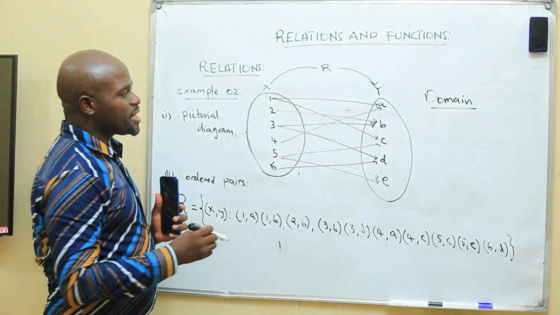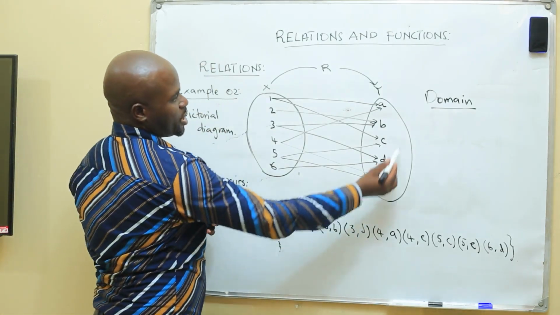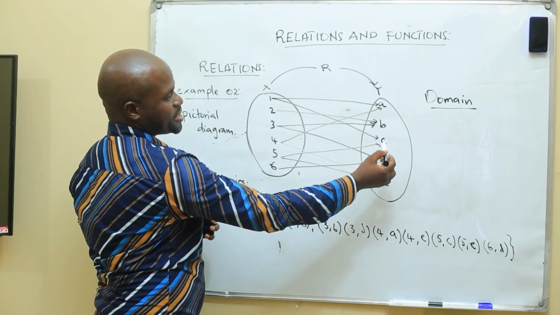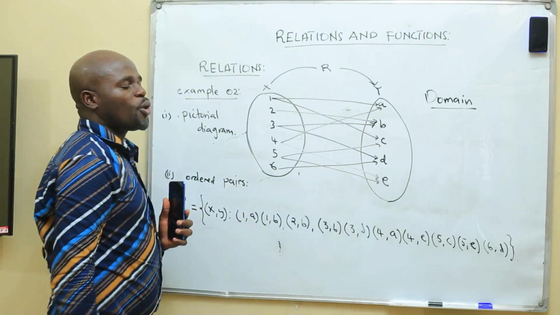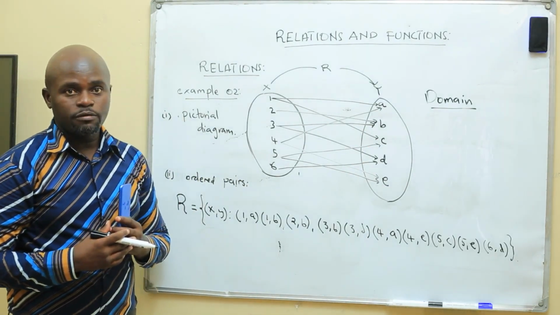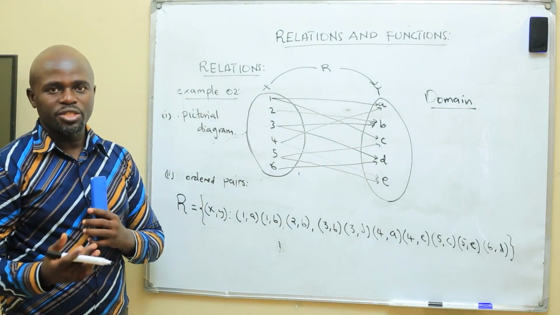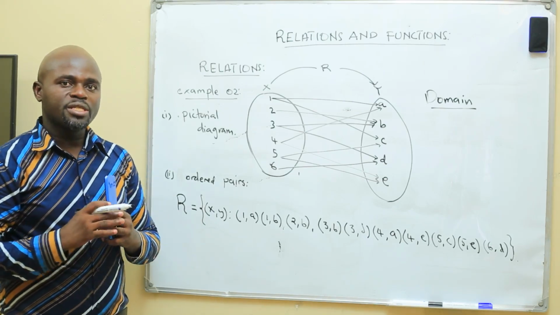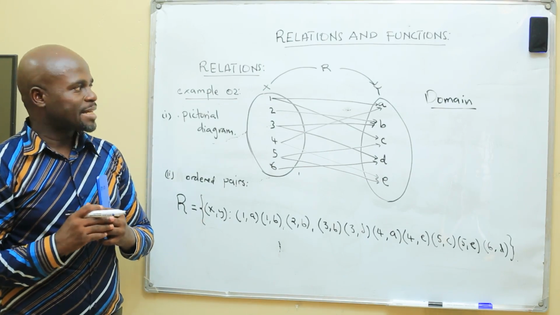And those elements of the second set, here, we have A, B, C, D, E. So all elements of the second set make another set called the range. So we have domain and range. Domains are all elements of the first set, and range are all elements of the second set.